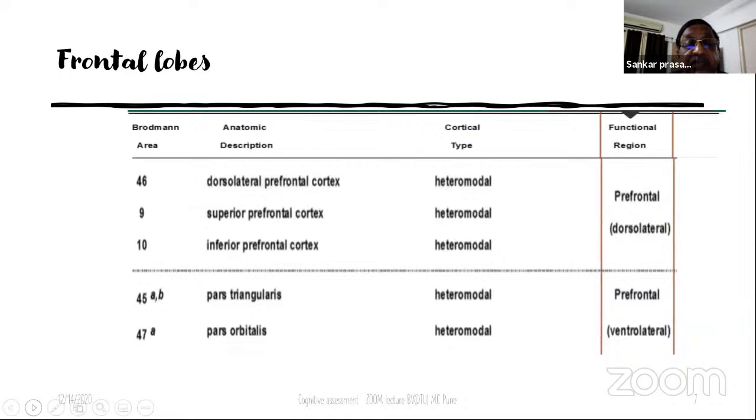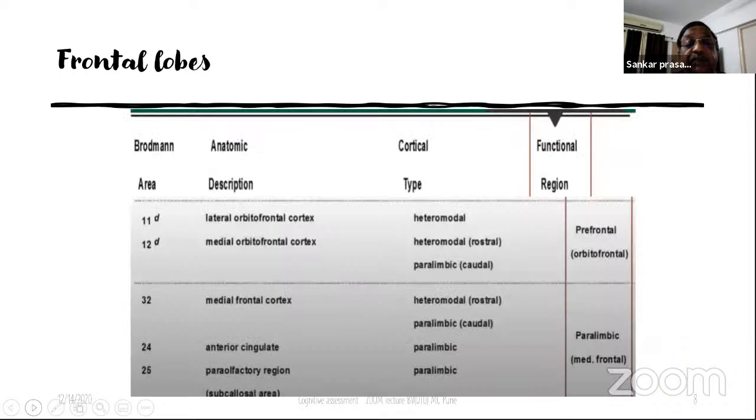The dorsolateral prefrontal cortex is the most important heteromodal association area, and this is prefrontal, and there is superior prefrontal cortex and inferior prefrontal cortex. All these come under heteromodal association areas, which I will talk about. Pars triangularis is heteromodal and pars orbitalis is heteromodal. These are all prefrontal, ventrolateral and dorsolateral. From these various areas, the networks spread to various other regions.